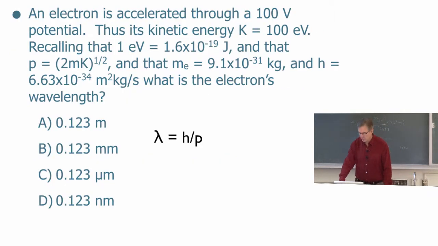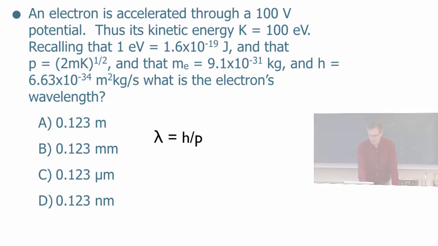Now I'm going to show you a little bit how complicated these calculations can be. Okay, so I'm going to give you plenty of time to do this calculation. I've been doing a lot of talking, so we have an electron accelerated through a 100-volt potential. That gives it a kinetic energy of 100 electron volts. Now, we want to convert electron volts to joules, so we have to multiply by 1.6 × 10^-19 joules per electron volt.